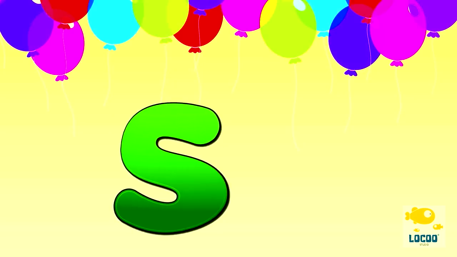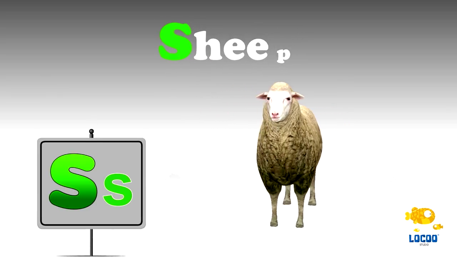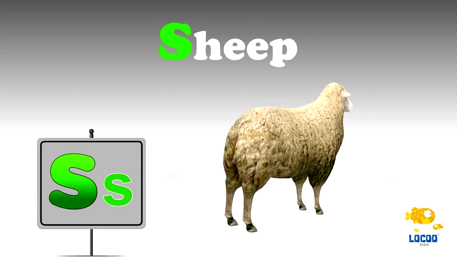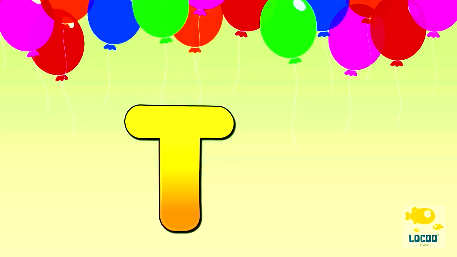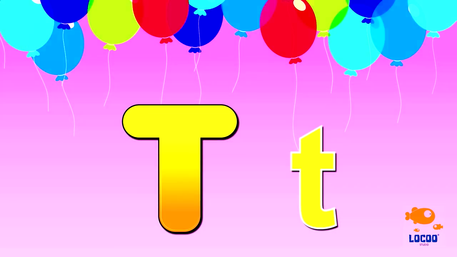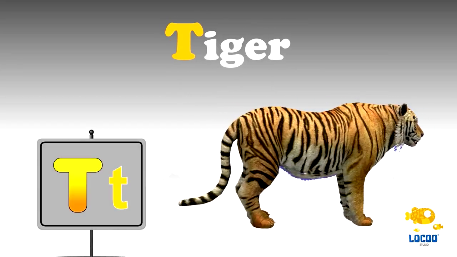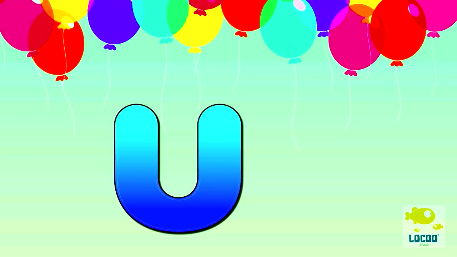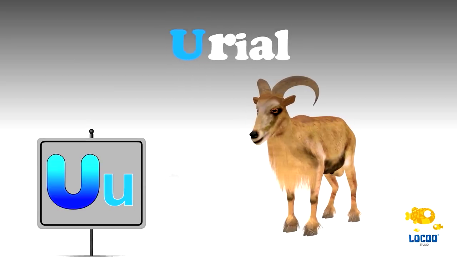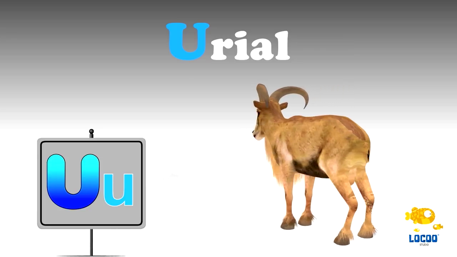S. S is for sheep. T. T is for tiger. U. U is for unau.